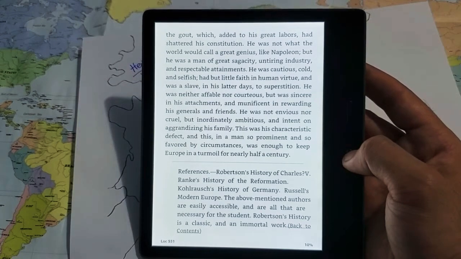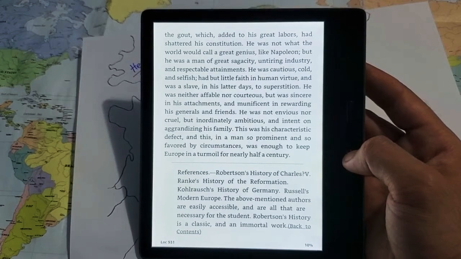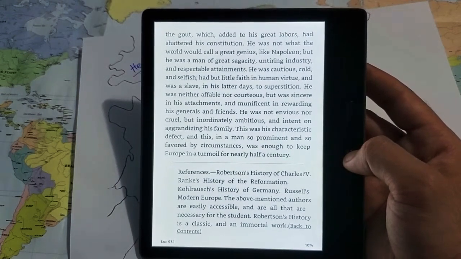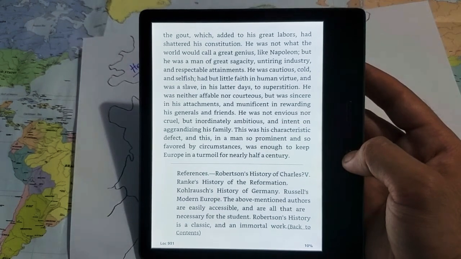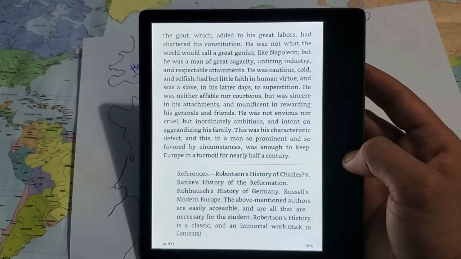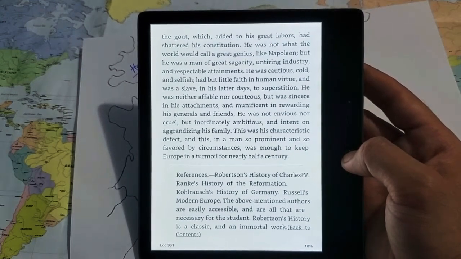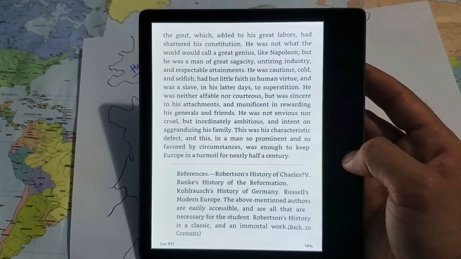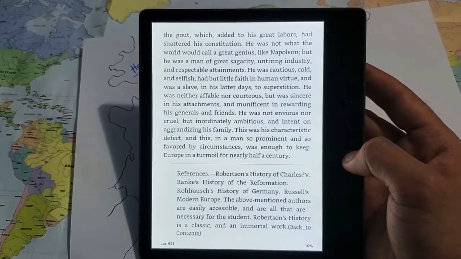He was cautious, cold, and selfish, had but little faith in human virtue, and was a slave in his latter days to superstition. He was neither affable nor courteous, but was sincere in his attachments and munificent in rewarding his generals and friends. He was not envious nor cruel, but inordinately ambitious and intent on aggrandizing, increasing the size of his family. This was his characteristic defect, and this in a man so prominent and so favored by circumstances was enough to keep Europe in turmoil for nearly half a century.